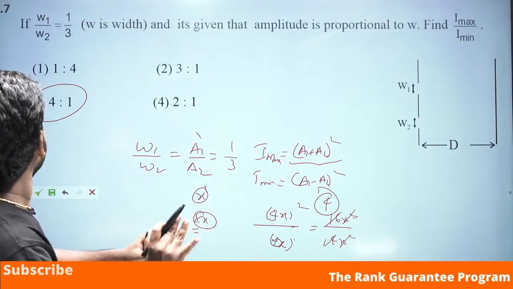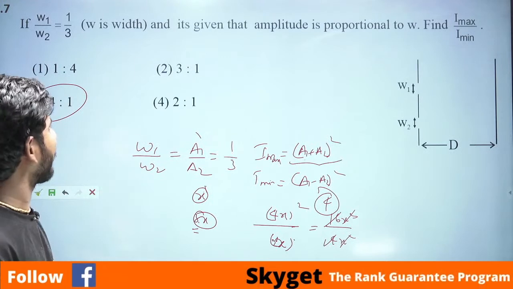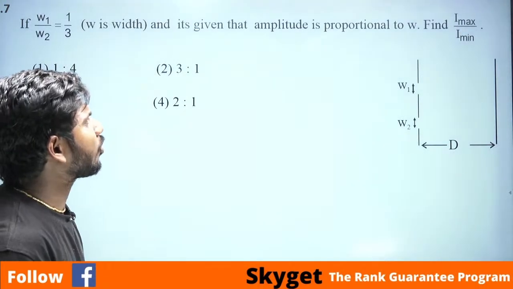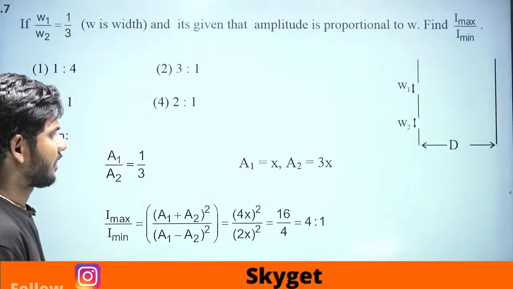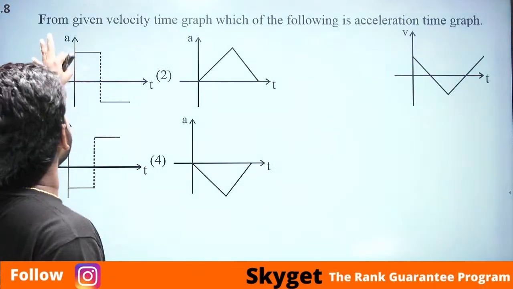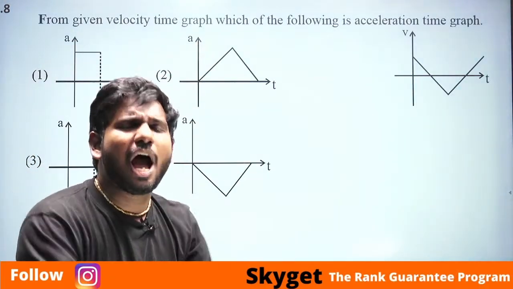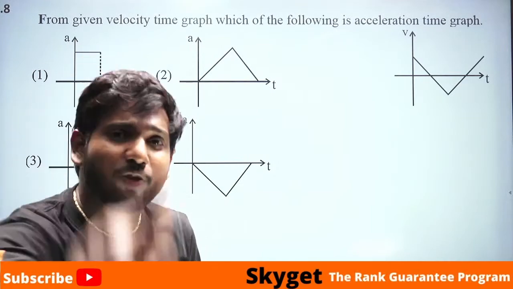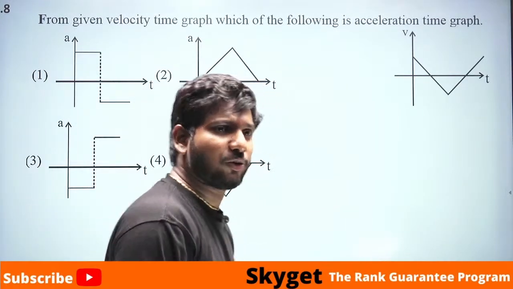So here, students, the maximum to minimum ratio will be 4:1. So let us go to the next question, students. This is the answer. From the given velocity, this is also a repetitive question from one of your previous year questions. You can go through the question, students.